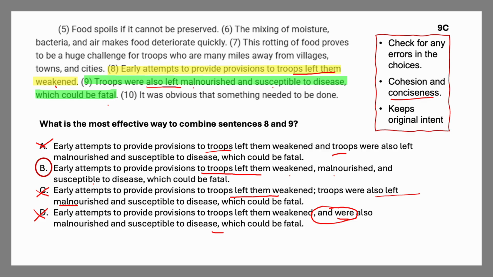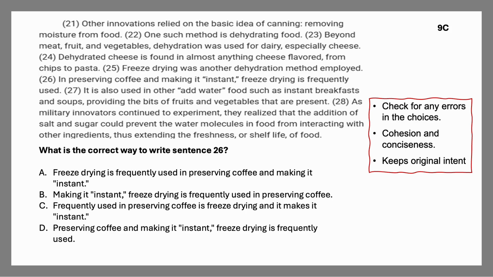All right, we're going to take a look at this next one. What is the correct way to write sentence 26? Remember, we want to make it concise, make sure that there's cohesion, it keeps the original intent, and there aren't any errors. So go ahead, read through the text, and then select an answer choice. Go ahead and hit pause, and then once you have your answer locked in, hit play again, and we'll see if you're right.